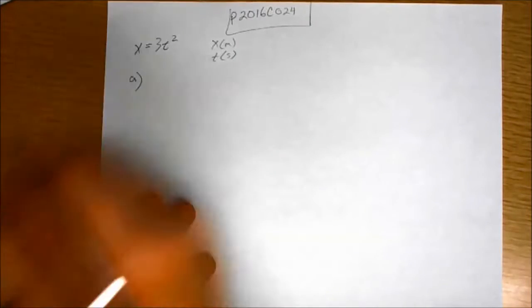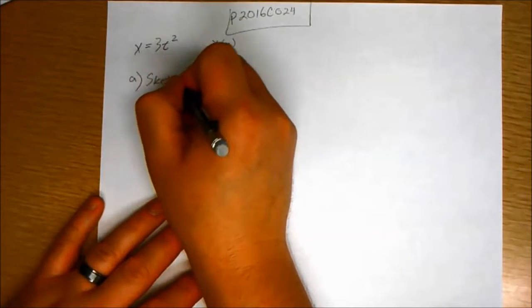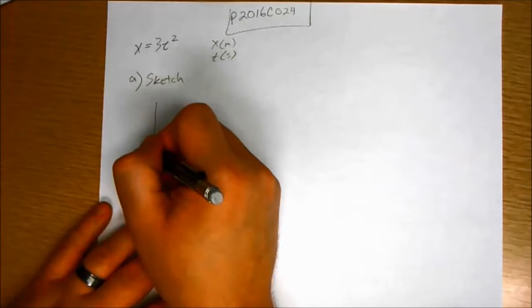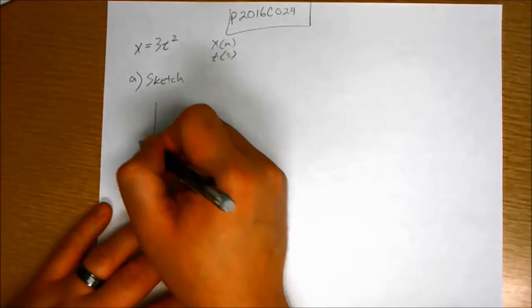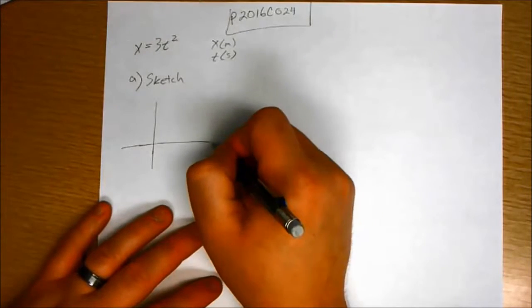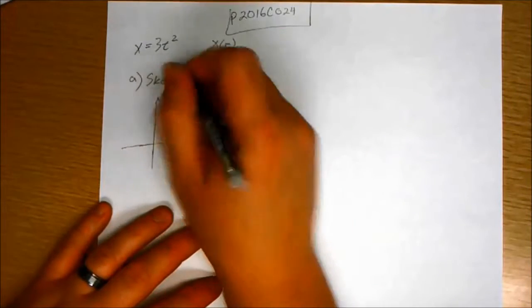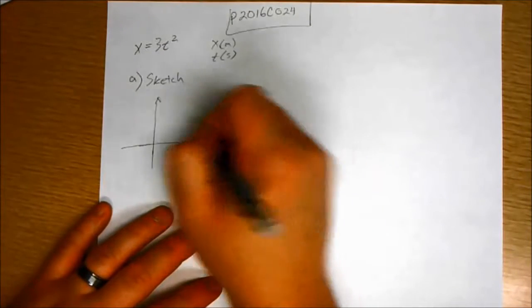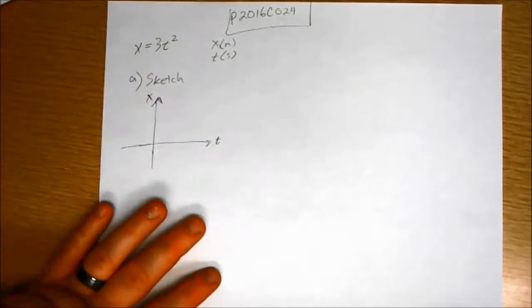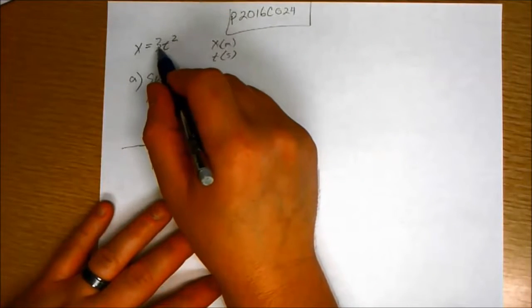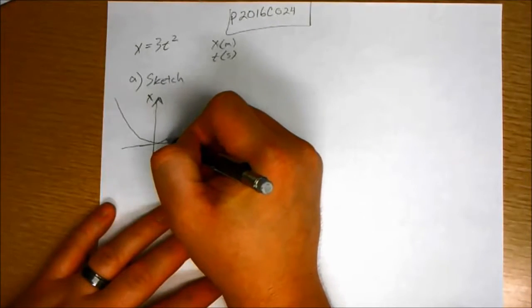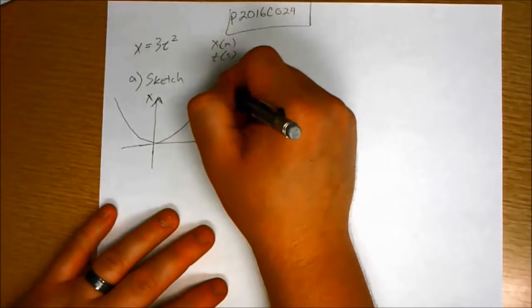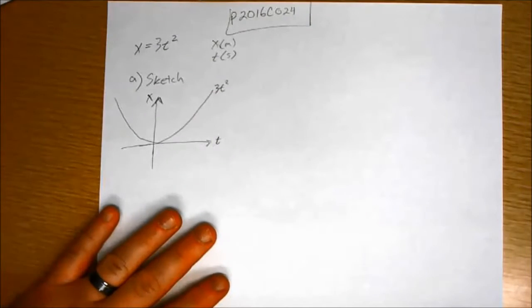First it asks us to sketch the position graph. Well, this is a simple parabola. Oops, sorry, not x. Putting t on the horizontal axis. Simple parabola, and we know because it's positive, it's going to open upward, so it's going to look something like this. Right? This is 3t squared.